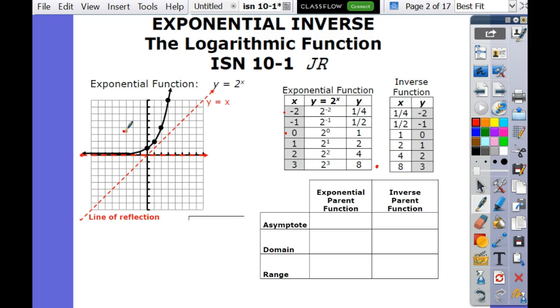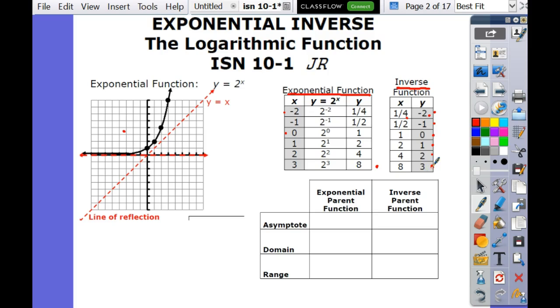And then the logarithm is an exponential inverse. How do you get an inverse? You switch the x and the y to get an inverse. So that's what they did to get this table right here. They took this exponential function table and they switched the x and the y. So would you please put these points right here on that graph paper?